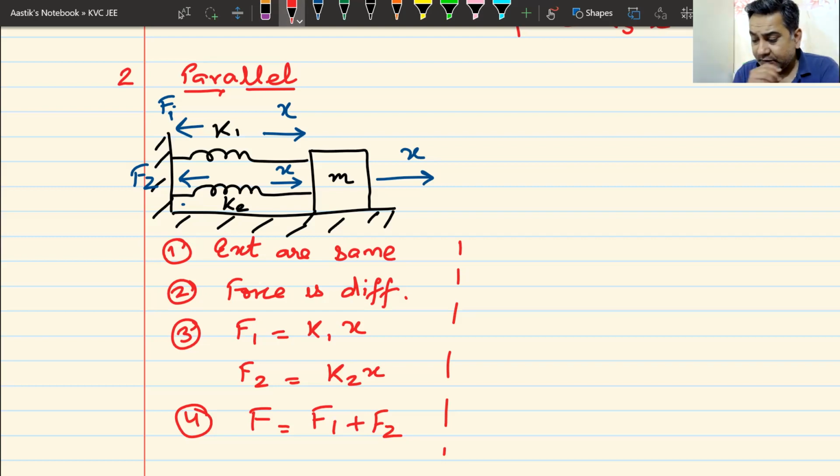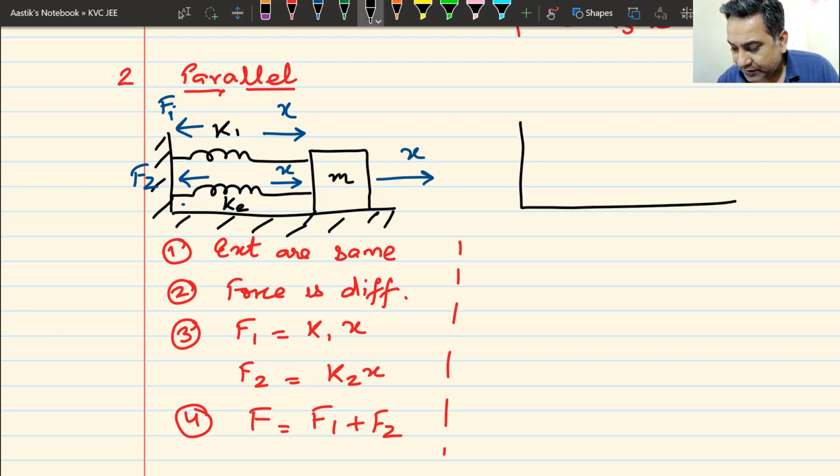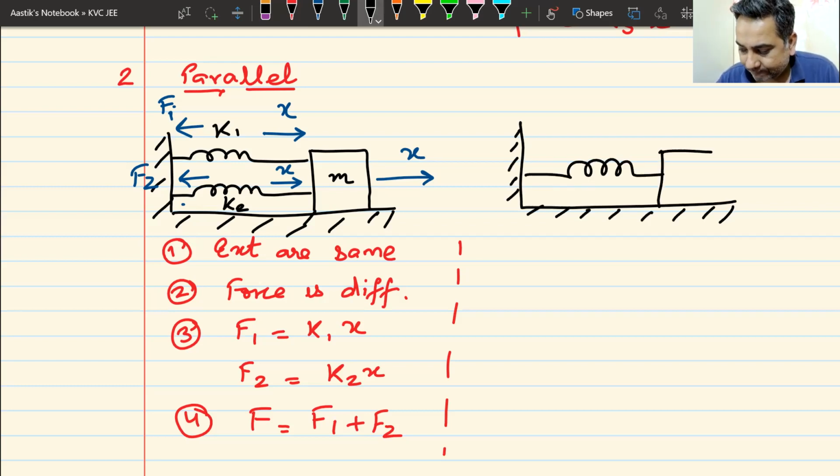I hope you have noted it down. Now, as we had done in the previous case, we had two springs in series. We removed those two springs and put one single spring instead. Here also, we can do the same thing. We can remove these two springs and put one simple spring in place of that. The spring constant of this spring, let me call it Kp, P standing for parallel.